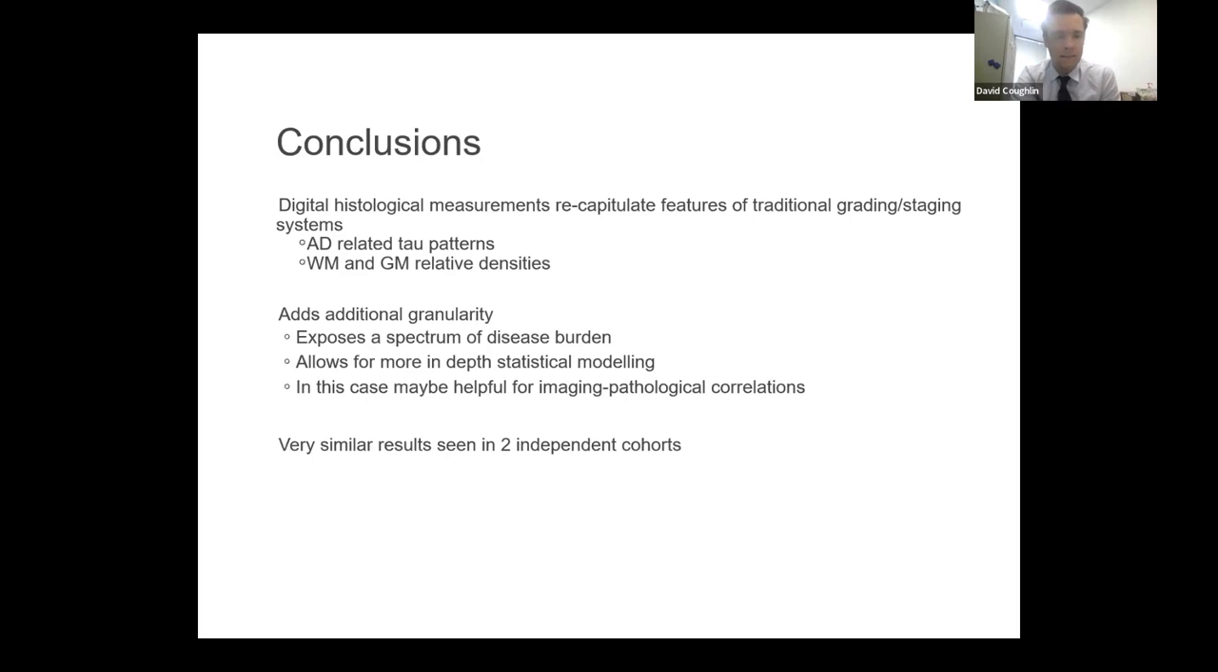And lastly, in some ways most importantly, we saw really similar results in the two independent cohorts from two different brain banks. That was really good to see and suggested that maybe some scalability may be appropriate in the future.